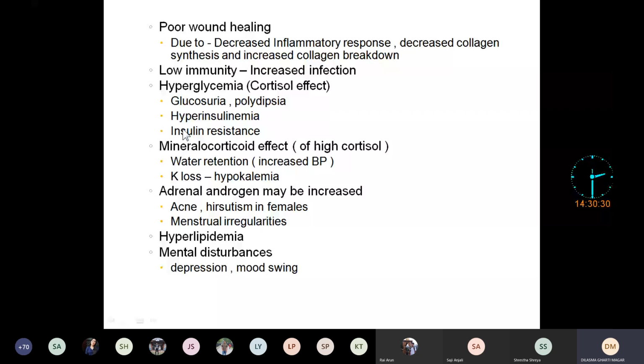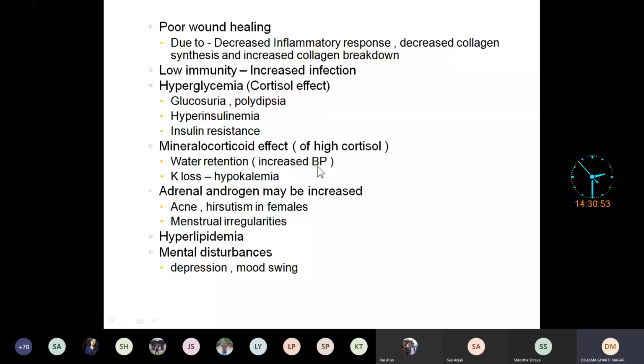So there is the mineralocorticoid effect also. The mineralocorticoid effect will also be there. That is also because of the high cortisol, and there will be water retention. Water retention occurs together with the sodium, isn't it? So sodium and then the water retention will be there. That's why there will be increased blood pressure, or it will lead to hypertension.